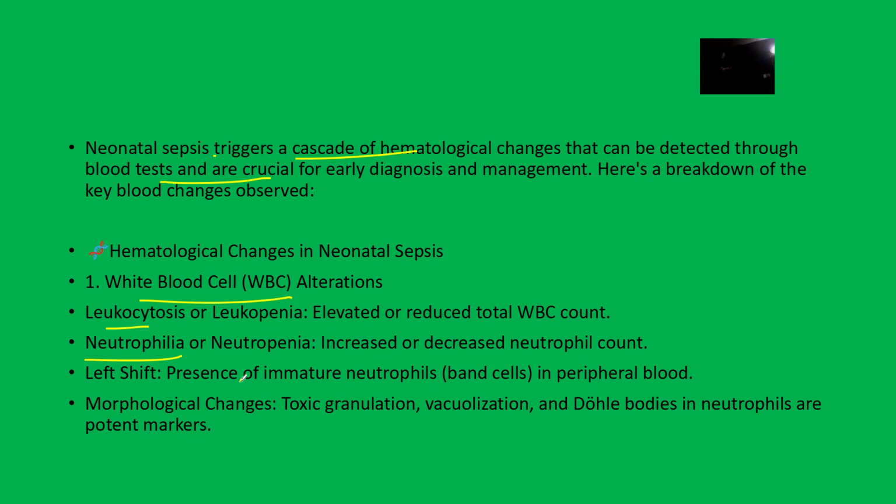All right, left shift. So you see there's an increment in the production of neutrophils so that they can be able to fight infection. So if you do a peripheral blood smear, you see a lot of what? Immature neutrophils. So morphological changes, toxic granulation, vacuolization, Dohle bodies will be found in neutrophils. Okay, and if you see that, that's a potent confirmation that there's a widespread inflammation or widespread infection in the bloodstream that the body is trying to fight.